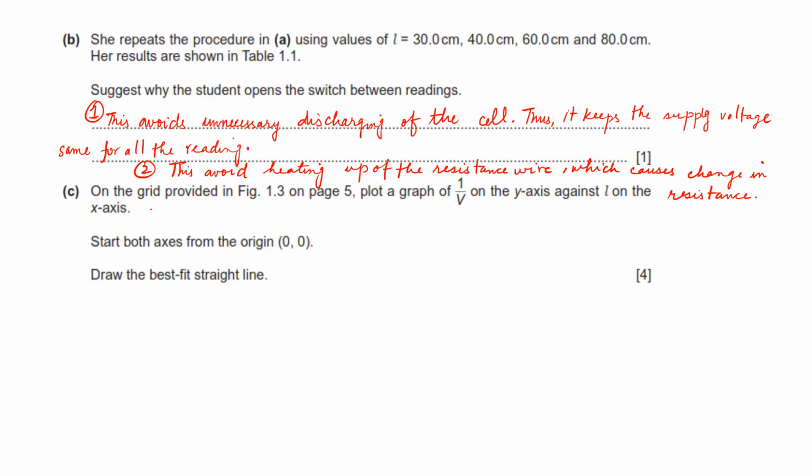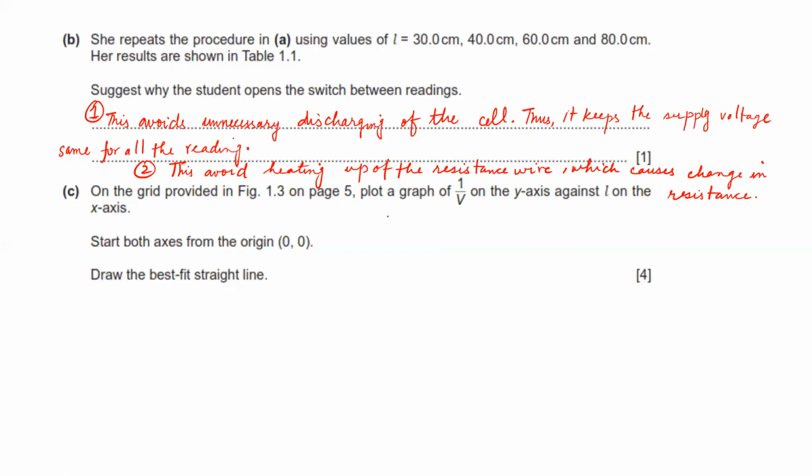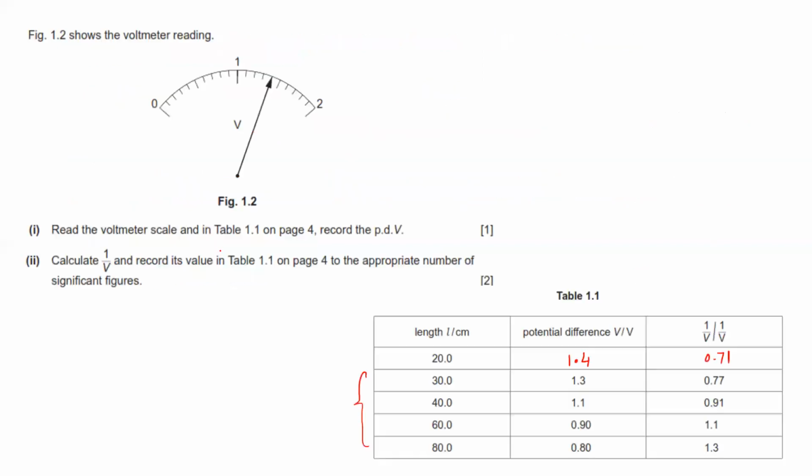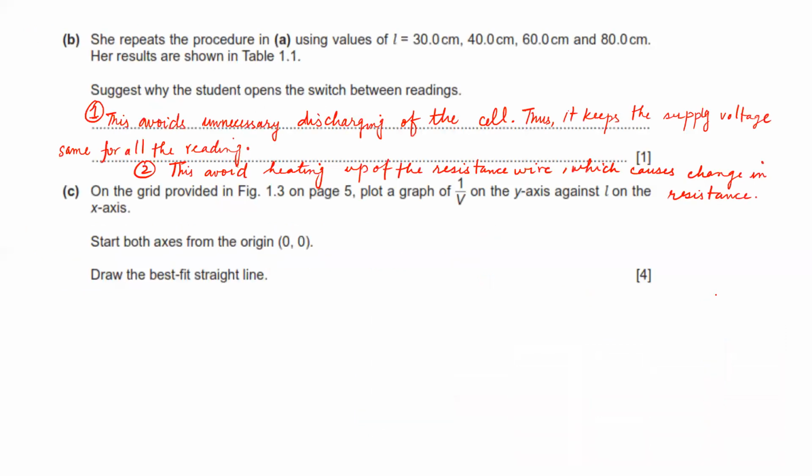So next, part C: on the grid provided in figure 1.3, this is the grid we are given. I have basically made slides for it, so it's not page 5 over here. Plot the graph of 1 by V on the y-axis and length L on the x-axis. Start the axes from 0, 0 and draw the best fit straight line. Okay, let's try it. This is the table we have, so we are plotting this on the x-axis and this part on the y-axis.